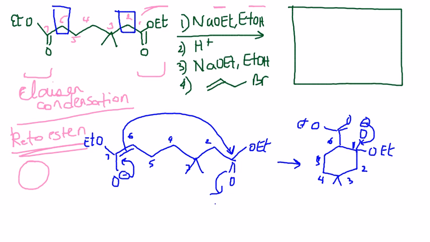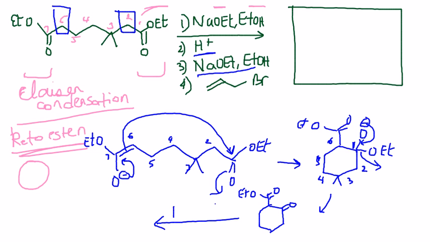And then the electrons kick in and they kick out the ethoxy group. And what you have is going to be your first product. So we are up to here. The question then says that you're supposed to treat it with sodium ethoxide and then treat it with the alkyl halide.